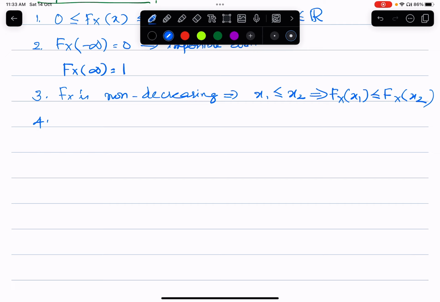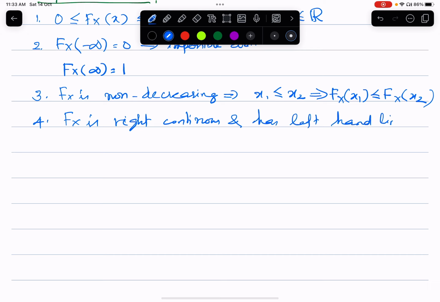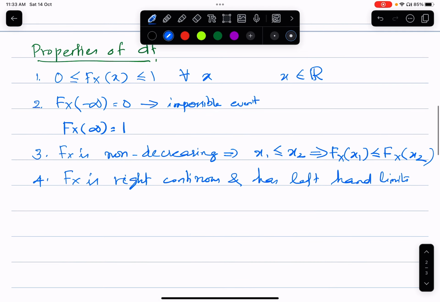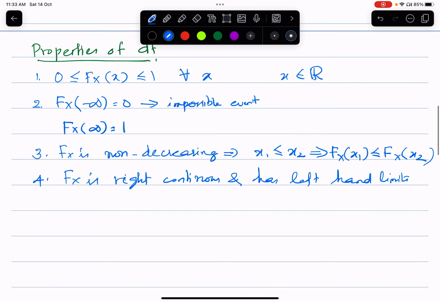So this is actually just like a recap. We have already seen these properties, or we'll handle this as a separate course. This is more like an advanced course on random variables. F_X is right continuous and has left hand limits. This is another property of a distribution function. So if a function satisfies all these properties, then we can call this a distribution function.